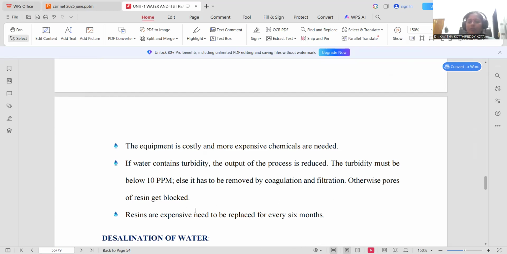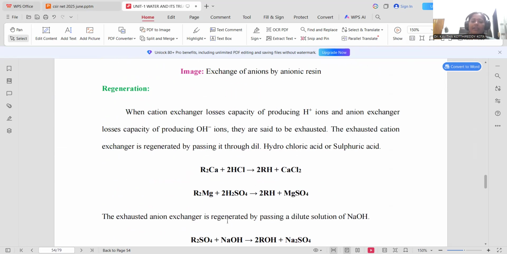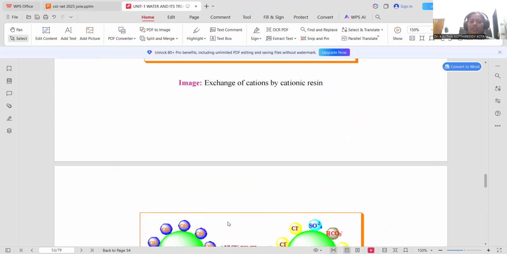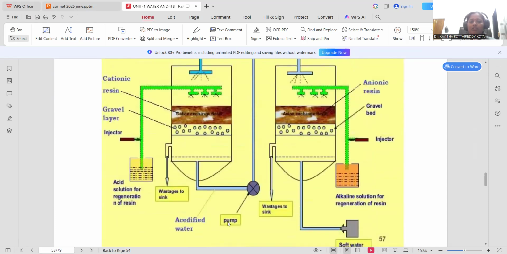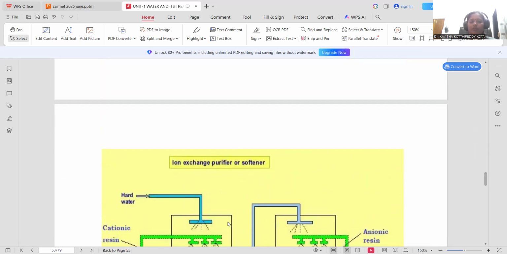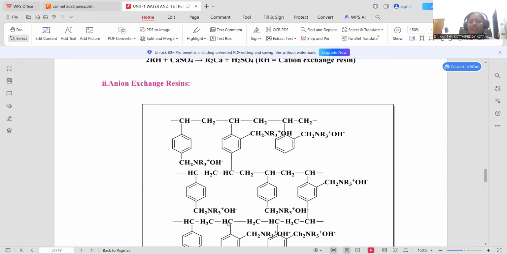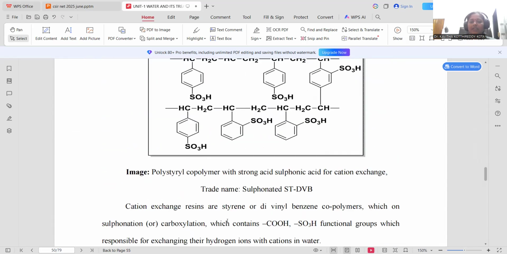Otherwise, the total resin gets blocked by this turbid matter on the sieves, so the exchange process is totally blocked. Resins are expensive, and we need to replace them every 6 months, so it is a laborious and expensive process as well. Apart from that, most of the advantages we can avail by means of this ion exchange, and moreover, it is the most commonly applied method for water softening, so external treatment of water is most conveniently carried out by this ion exchange process.